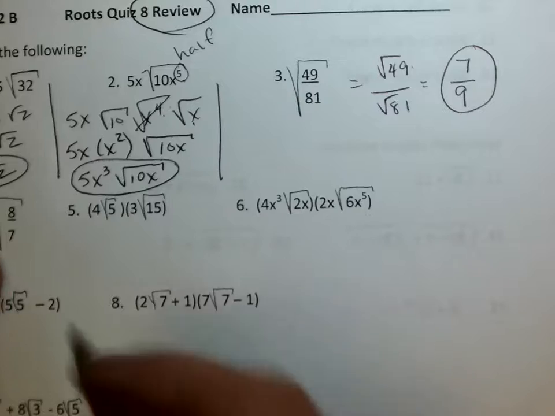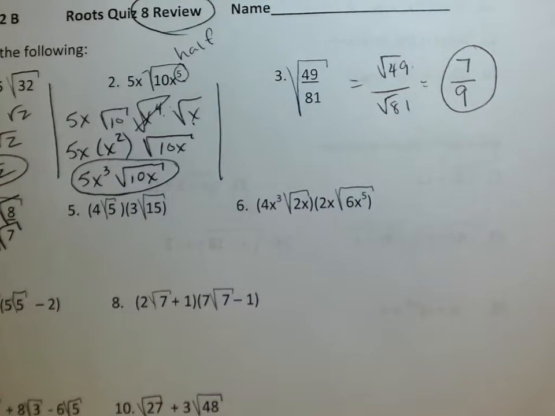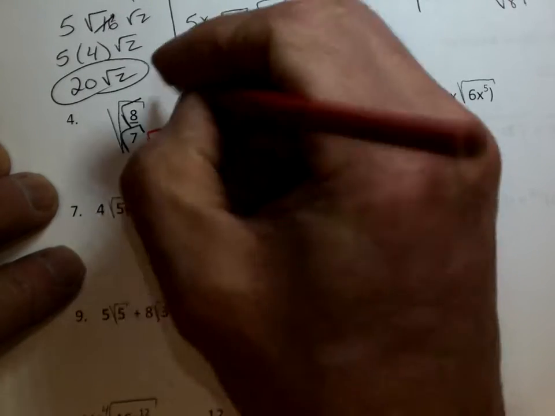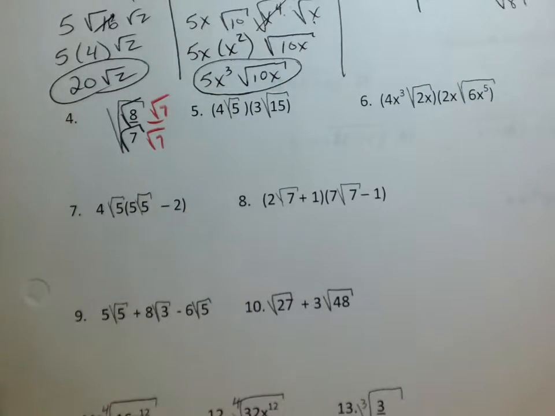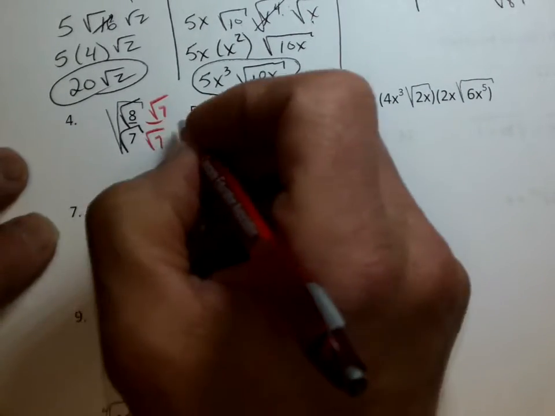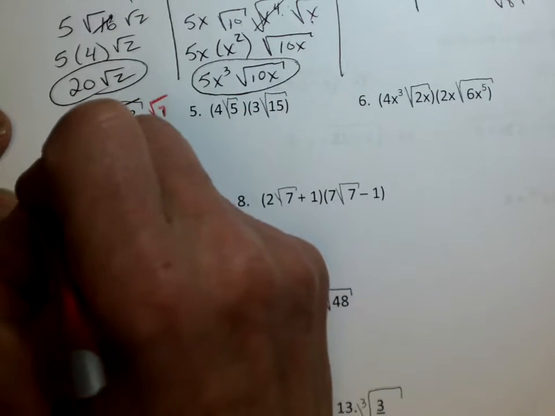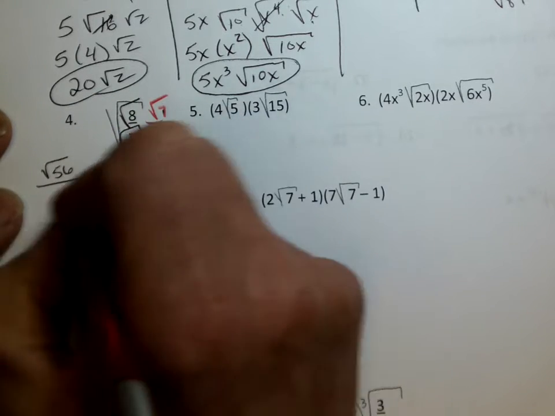Number 4, I've got the square root of 8 over the square root of 7, so I'm just going to write that, thank you Megan. And so the trick is you can't have a square root in the denominator, so again, you fix the problem with the problem. So we multiply by the square root of 7 over the square root of 7, okay? I'm going to get the square root of 56 over the square root of 49, which is 7.